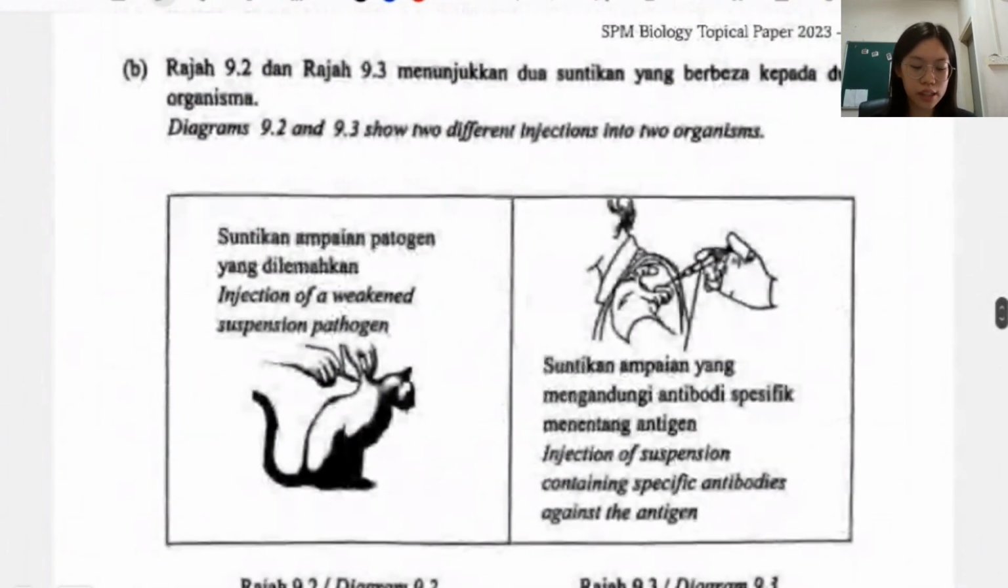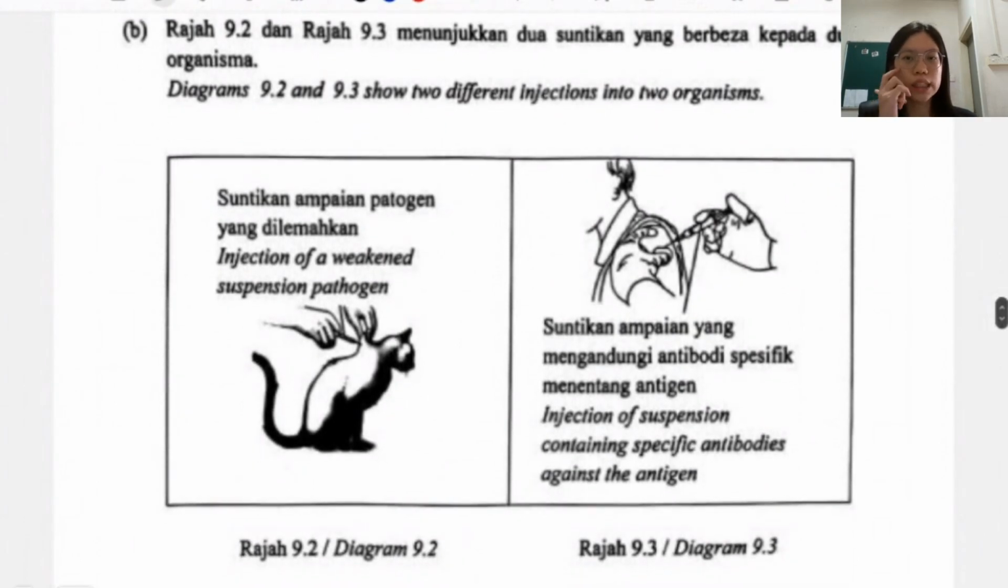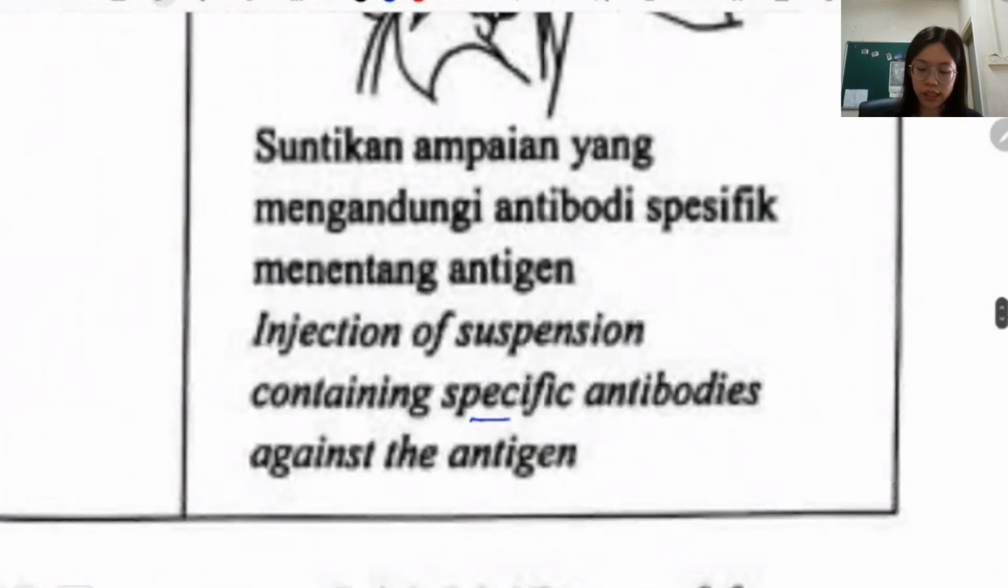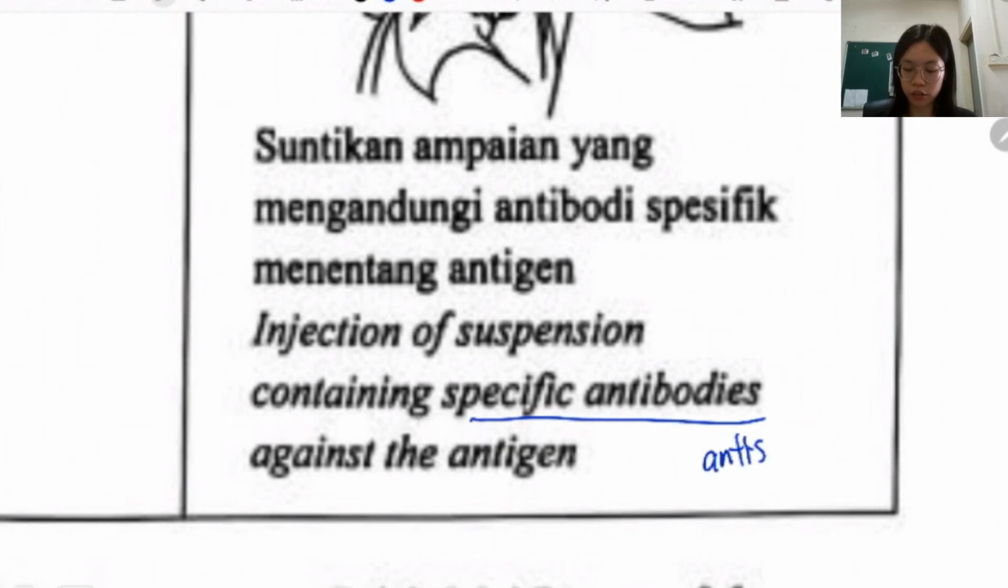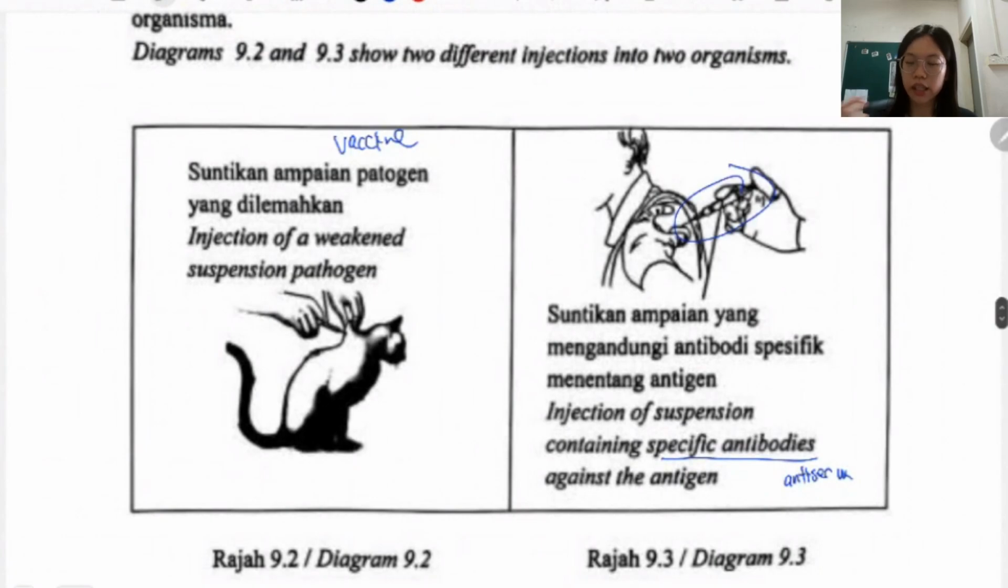Okay, then this question is the injection of a weakened suspension of pathogen. So this is a pathogen, so it is a vaccine. What about this? It contains specific antibodies, so it is an antiserum. If you still can't identify, this one is straight out getting the antibodies from an external source.